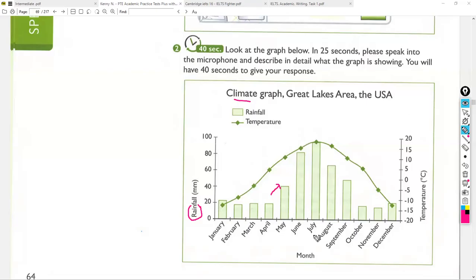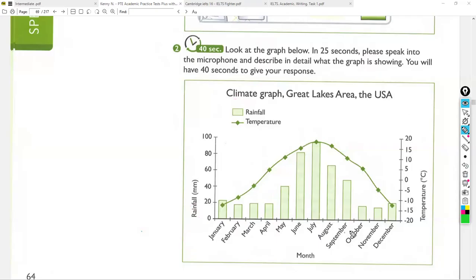Ali, what is the preposition that I have to use with months? Is it on or in? In January. Exactly. So the preposition with months is in, but not on. So be careful, please. The preposition is really important.